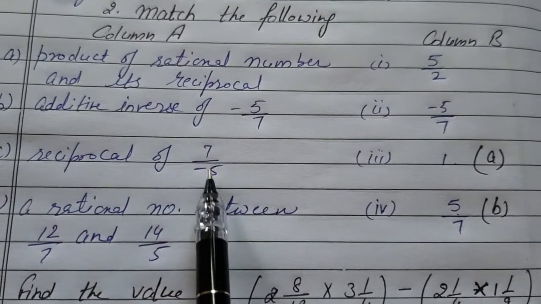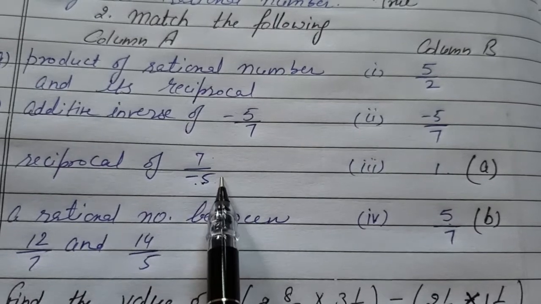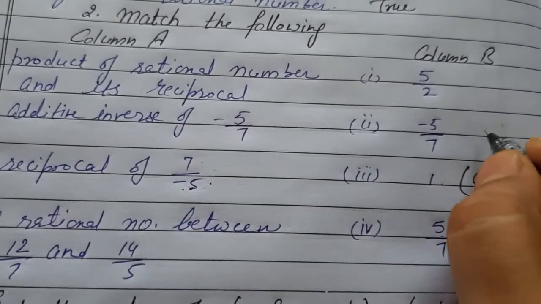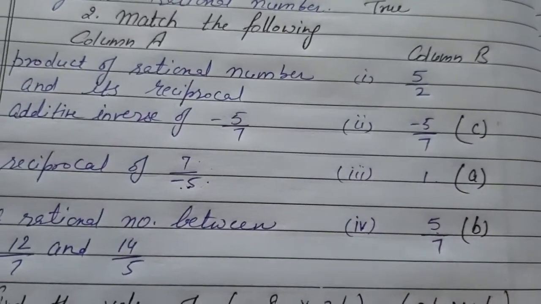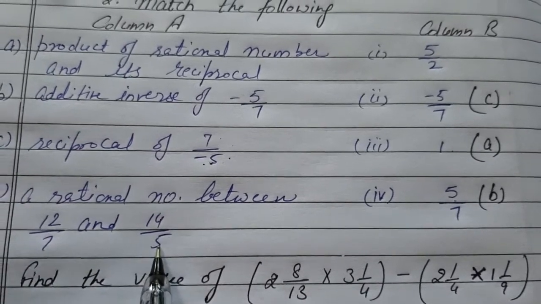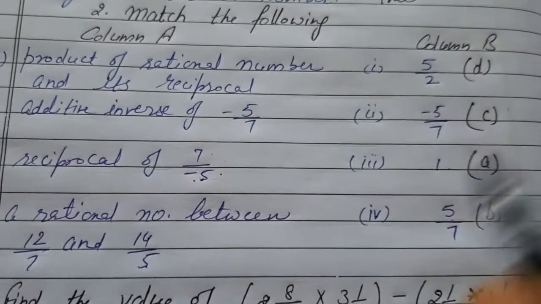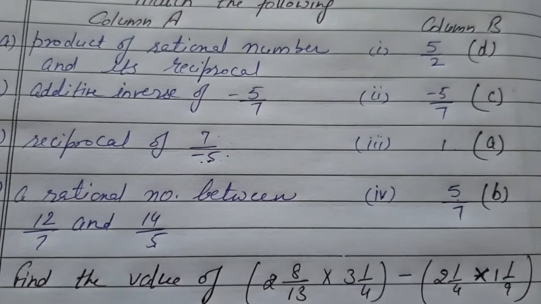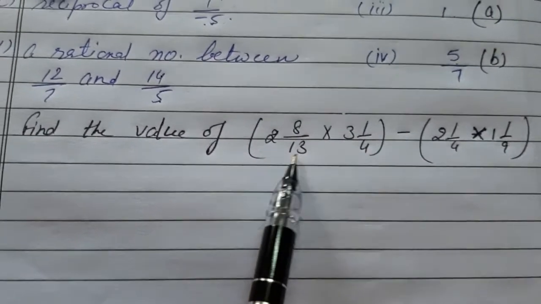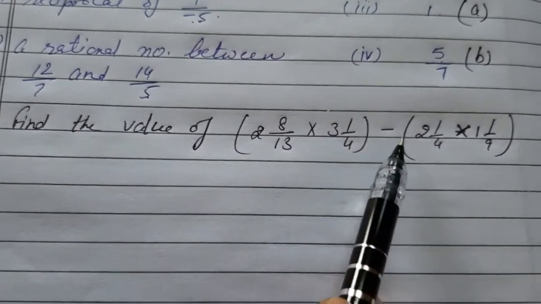Reciprocal of 7 by minus 5. Reciprocal means you have to interchange numerator and denominator. So it will come out to be minus 5 by 7. So here it comes C. And last is a rational number between 12 by 7 and 14 by 5. Now we are left with only one option, so it will be our answer, or you can check it out also. Clear?